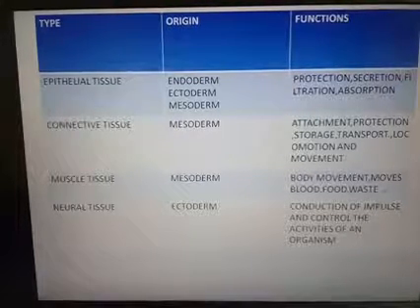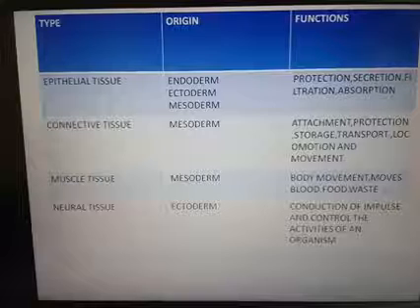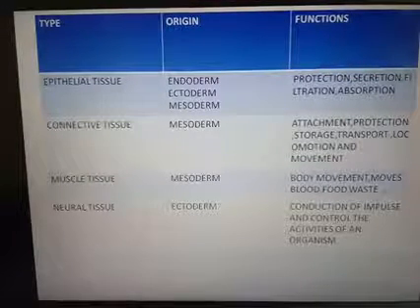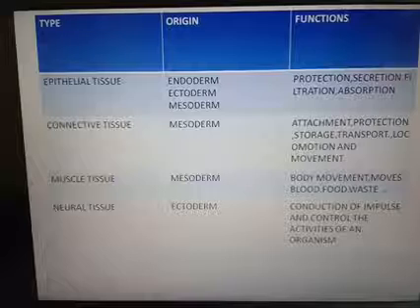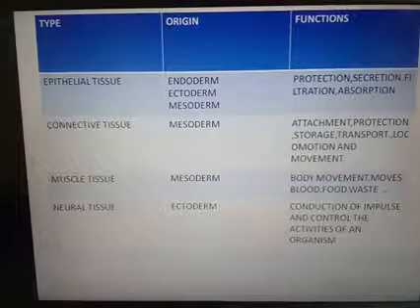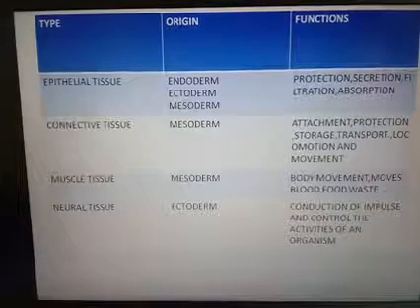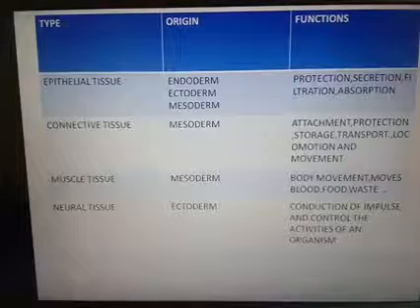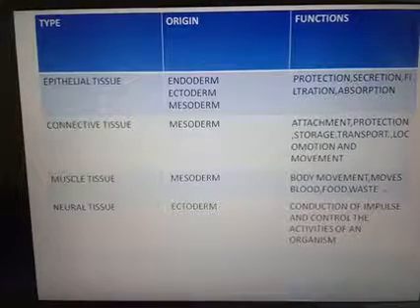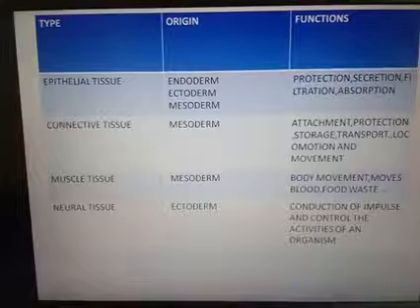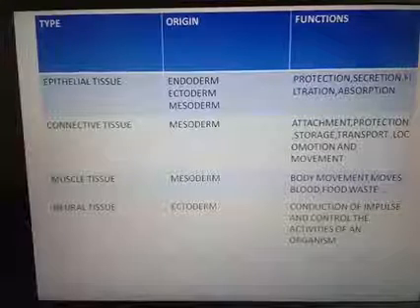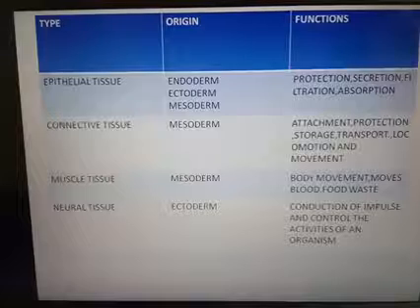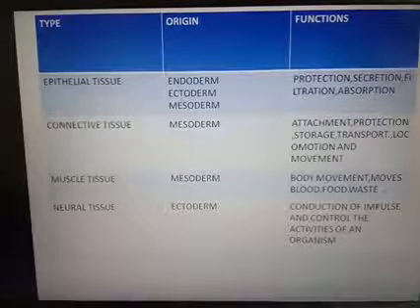The functions of epithelial tissue are protection, secretion, filtration and absorption. The function depends upon where the tissue is present, that is, the position or location of the tissue or the organ in which it occurs.